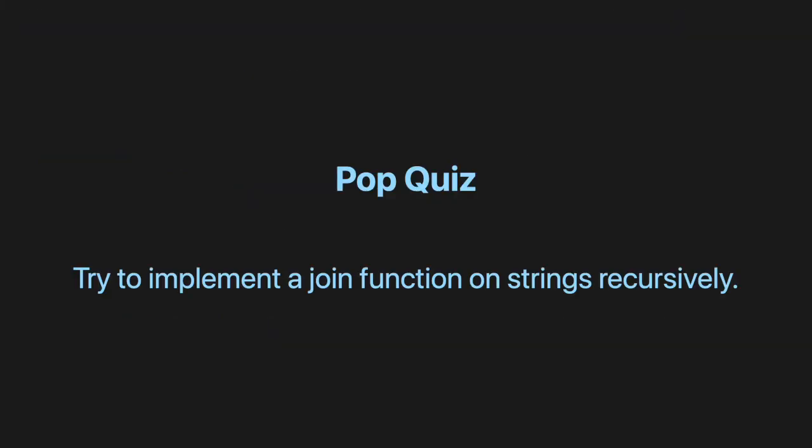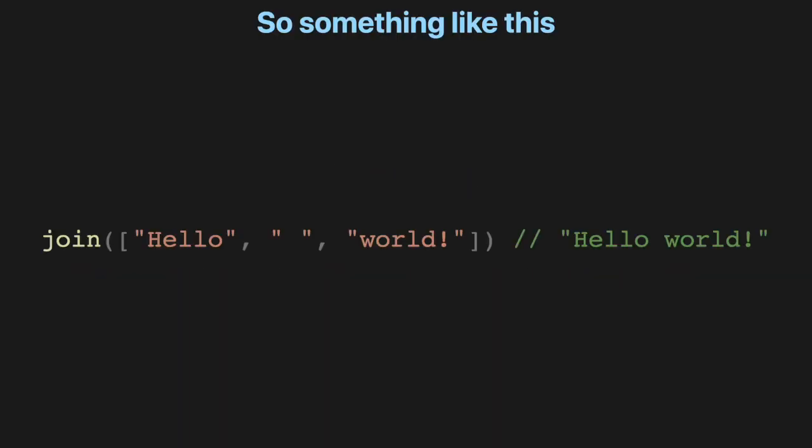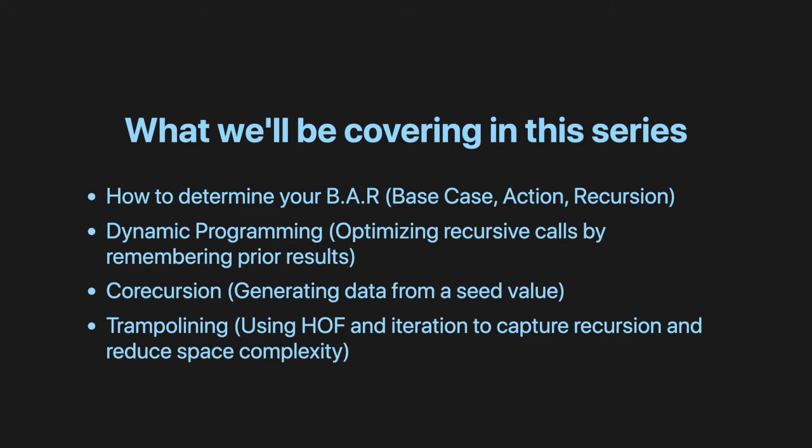So here's a pop quiz. Try to implement a join function on strings recursively. In fact, you could use the prior add function as sort of a template to think about this. And in doing this, I want you to think about what your base case would be, what your action would be, and what your recursion needs to be. So something like this. We have this join function. It takes a list of strings, and it's going to join them together, and you see the result on the right-hand side.